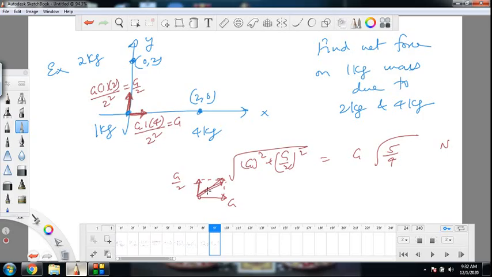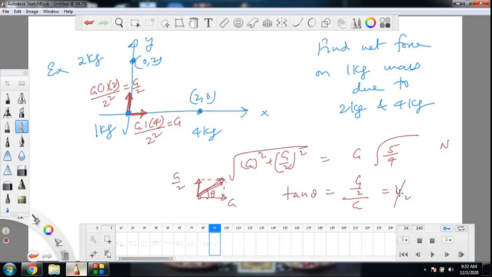What is the direction? With the x-axis we will find the direction that this net force makes. Tan theta is G by 2 by G, so 1 by 2. So the net force acts at an angle of tan inverse 1 by 2 with the x-axis. The value of the net force is G root 5 by 4. The only thing I am saying here is that force is a vector quantity that you should keep in mind. So when you are adding forces, you have to be careful.